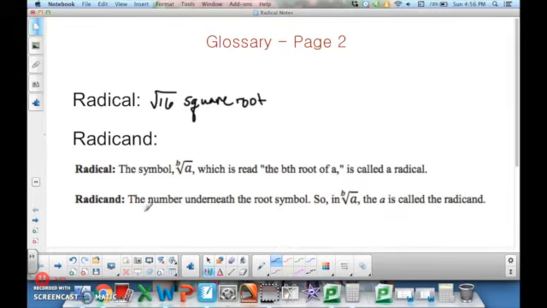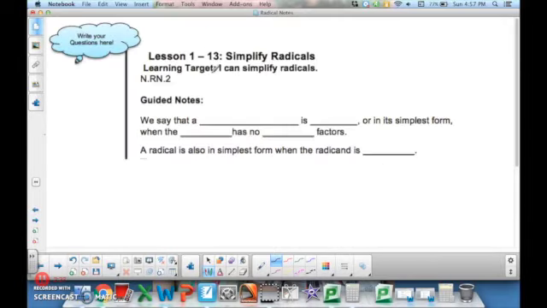Now, radicand is simply the math word for the number underneath your root symbol. So in this bth root of A, the A is the radicand. I'm going to be referring to that radicand quite a bit as we go through today's notes. It's just the number underneath the root symbol. It's the number you're trying to take the square root of, okay? All right, so let's get into it.